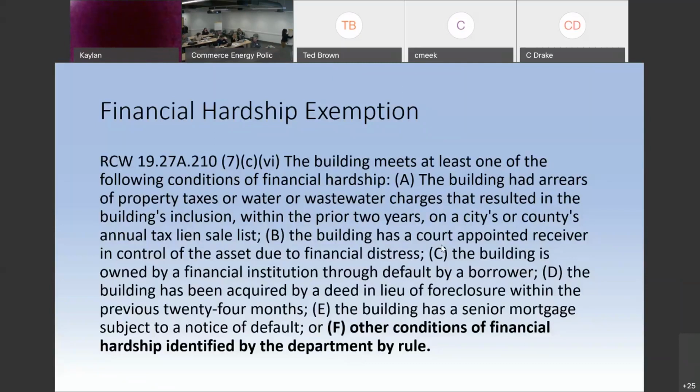What else? We have a lot of buildings in the Puget Sound area that are probably going to be requested to do retrofitting for earthquake. Could those additional mandated changes be included in a financial burden assessment?